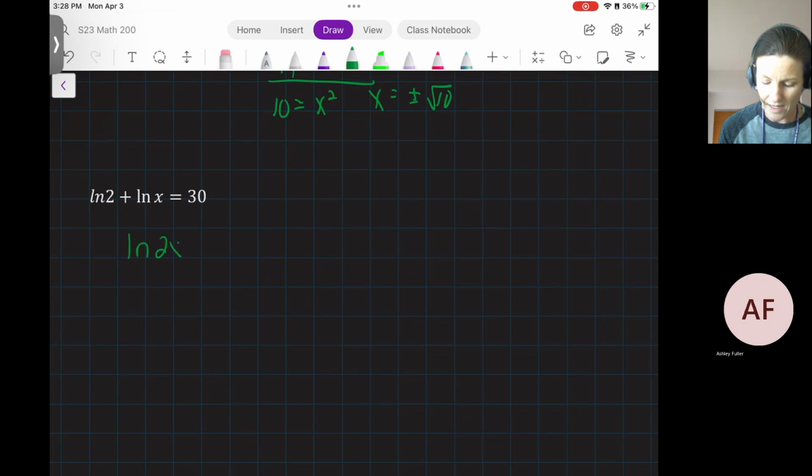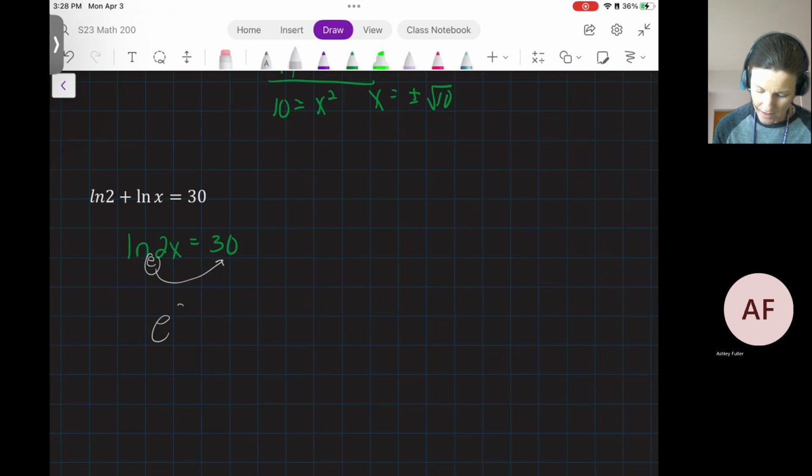As a final example here, again, we're going to combine things to get a single log. We get the ln of 2x is equal to 30. Converting this into exponential form, we can do e to the 30 is equal to 2x, and then we simply divide by 2 to get x is e to the 30 over 2.